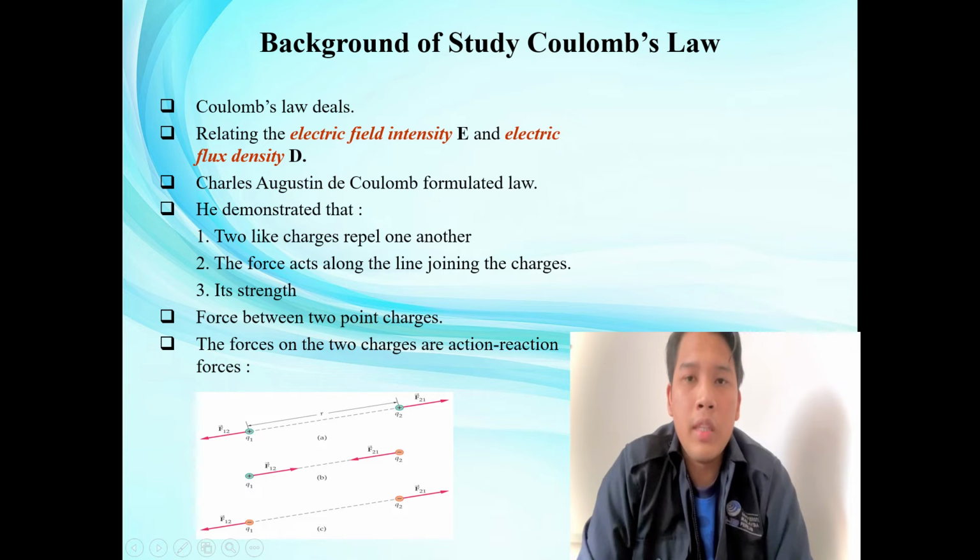Coulomb's law gives the force between two point charges. The force is along the line connecting the charges and is attractive if the charges are opposite and repulsive if the charges are like. The forces on the two charges are action and reaction forces.